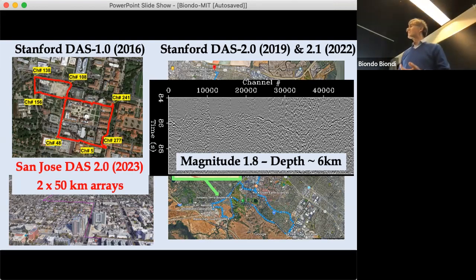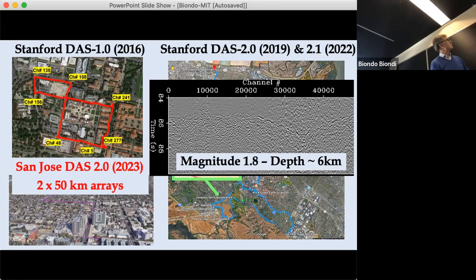Not shown here, but we recorded data in a borehole where the fiber had been there for 12 years. We went there, touched the interrogator, and the data came out. So there are really nice advantages of DAS as a seismic sensor.